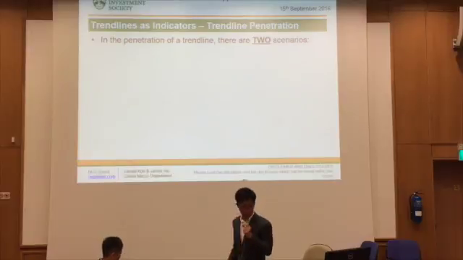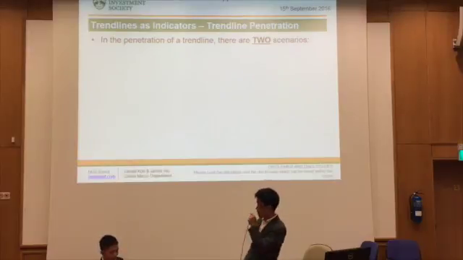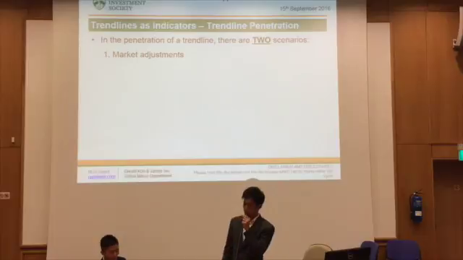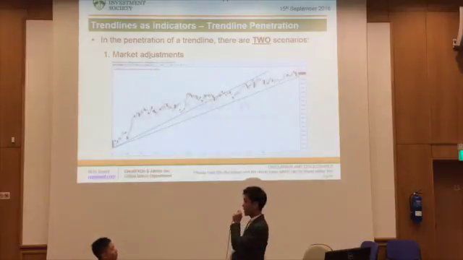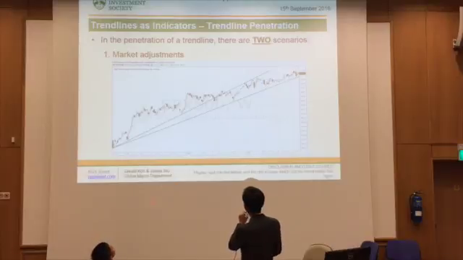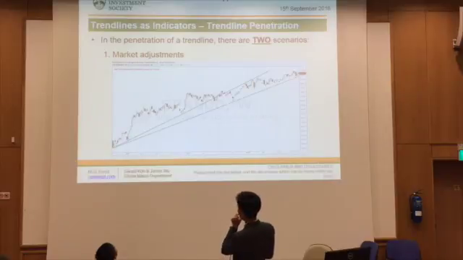Okay, so in the penetration of the trend line, there are basically two scenarios. The first one is market adjustment. If you look at this chart, you can see that this is the initial trend line, and this trend line is also being tested a few times. Price actually tests this trend line like 3 or 4 times before it breaks through, and then it starts to follow this other trend line here. So you can see that this is the flattening of the trend line, from a trend line that's initially quite steep to something that's more flat.